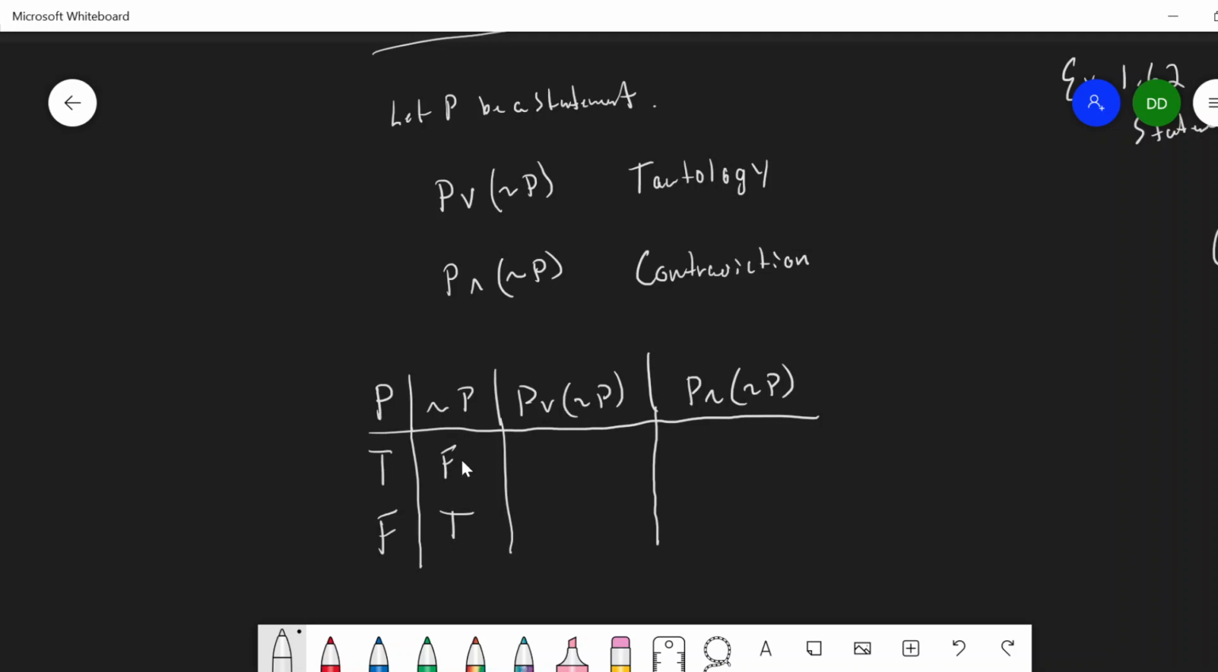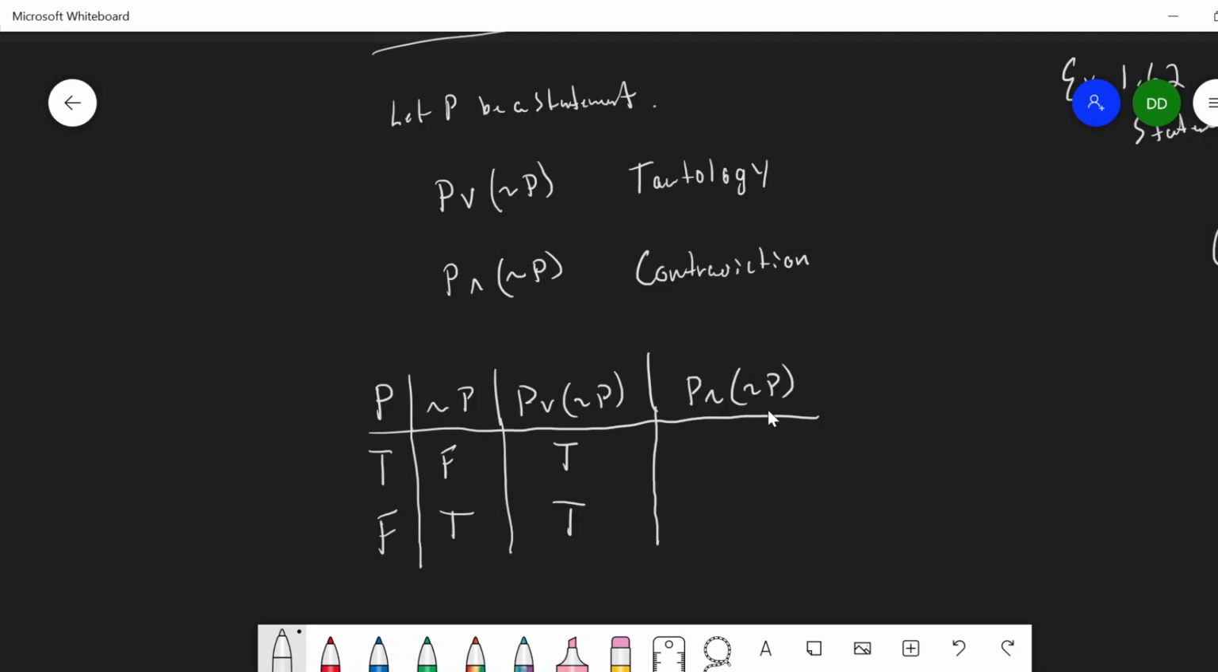So right, P is either true, and then not P would be false. So in this case, at least one of them is true. So that's true. Here again, at least one of them is true. And so P or not P is true. So it's true for every possible combination of the component statements. So this is what it looks like in a truth table to identify a tautology. You want every row to be true for that statement.